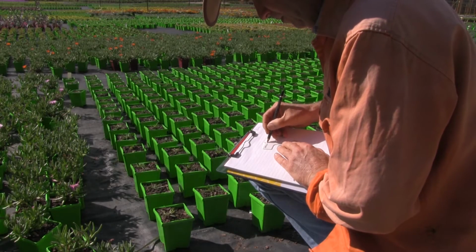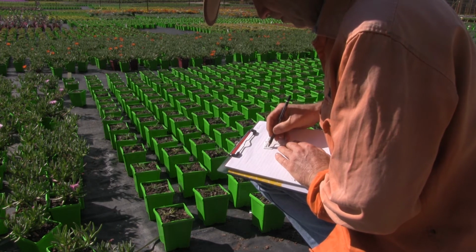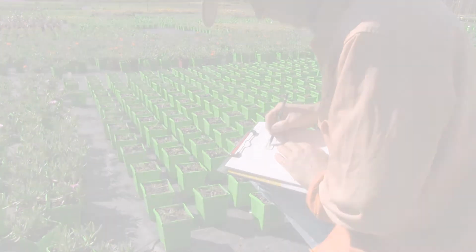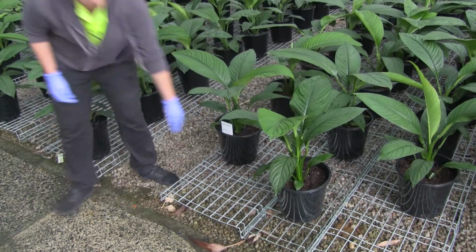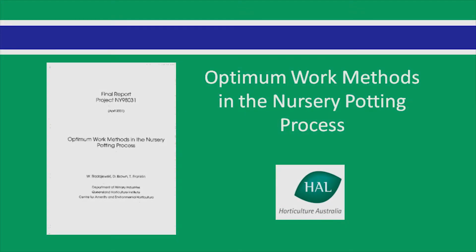Labelling batches of plants is invaluable in identifying plants for subsequent treatment, troubleshooting and dispatch. Labelling should be included in the setting out procedure, so additional time isn't spent travelling to the site again. More information can be found in the Horticulture Australia Limited funded project report, Optimum Work Methods in the Nursery Potting Process, and available from the NGIA website.